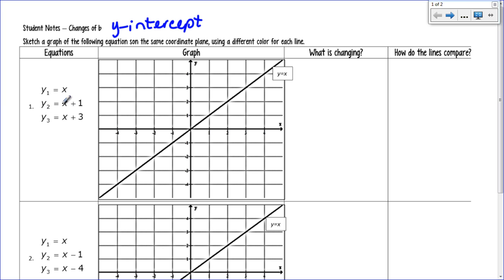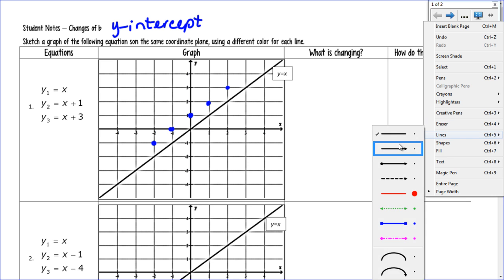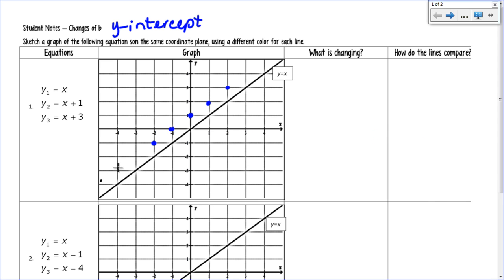Well, the slope is still 1 over 1. That hasn't changed, but our y-intercept now has. The y-intercept of this graph is at 1, so it's going to start here at 1, and then to get to the next point, we're just going to use our slope, up 1 over 1. Or we can go backwards, down 1, left 1. And we're going to connect it and make our line.